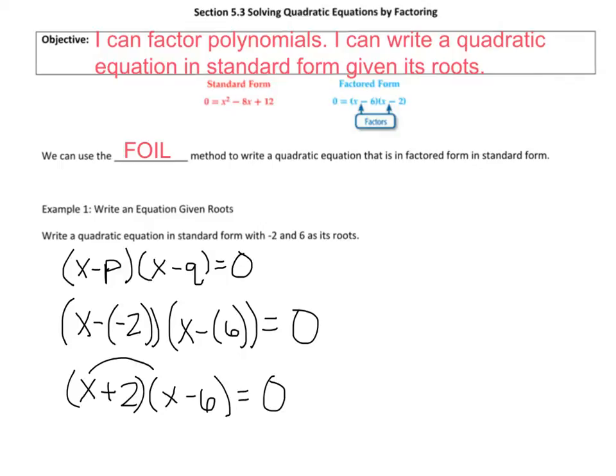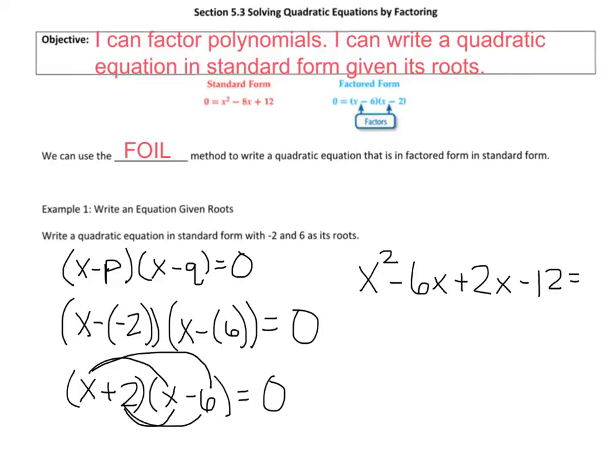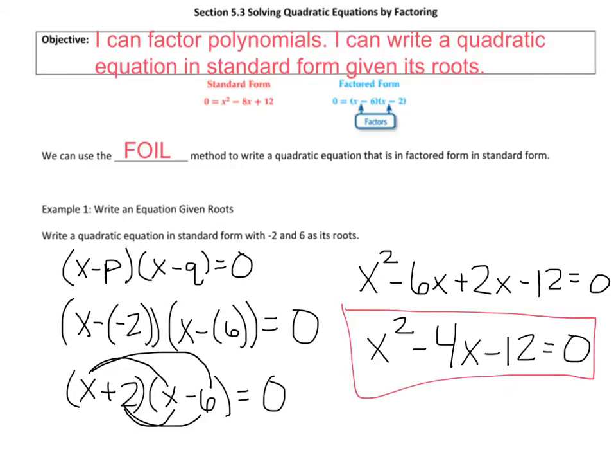So if I have x times x, I'll end up with x squared. X times -6 gives me -6x. 2 times x gives me 2x, and 2 times -6 gives me -12. And then I can go ahead and simplify that. I can simplify those x terms. So I have x squared minus 4x minus 12 equals 0. And that's going to be my final answer written in standard form.